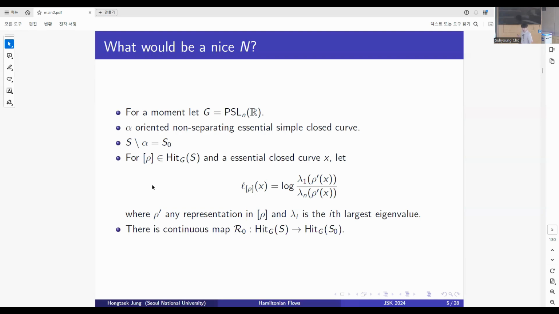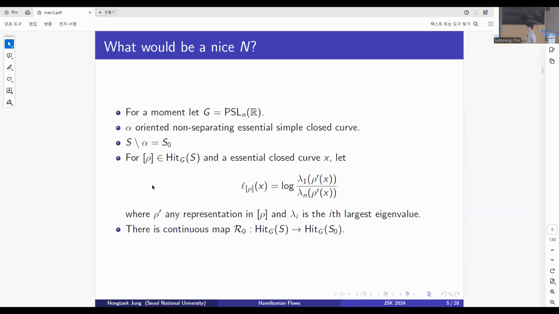So this is it. And you also need some map from the G-Hitchin component of S to the G-Hitchin component of S naught. This is the compact surface obtained by removing alpha from your closed surface.